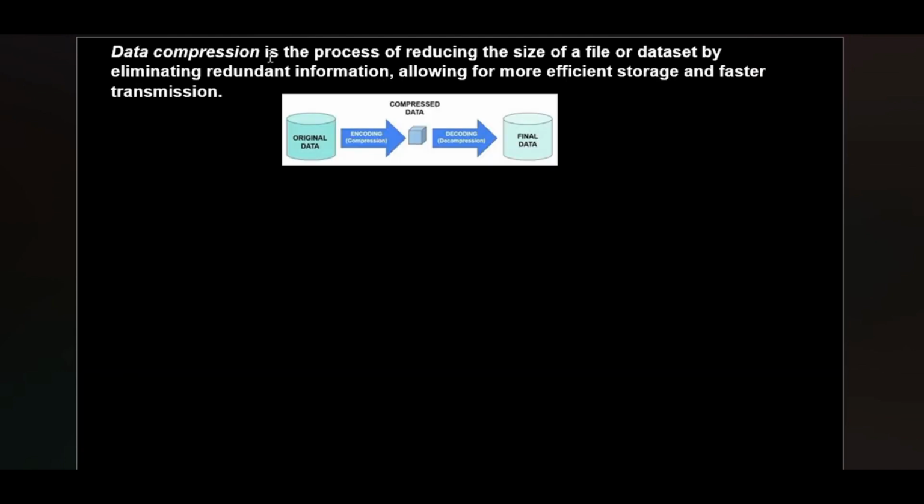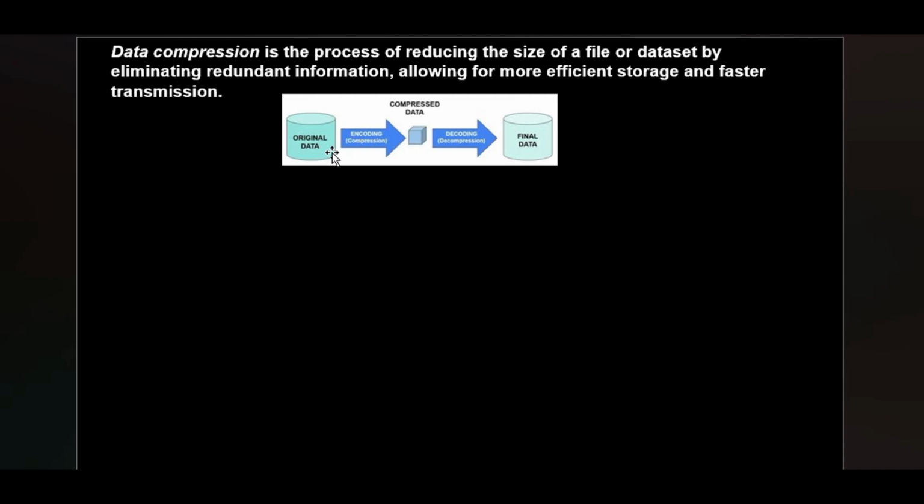Data compression is the process of reducing the size of a file or data set by eliminating redundant information, allowing for efficient storage and faster transmission. So that is what data compression is.